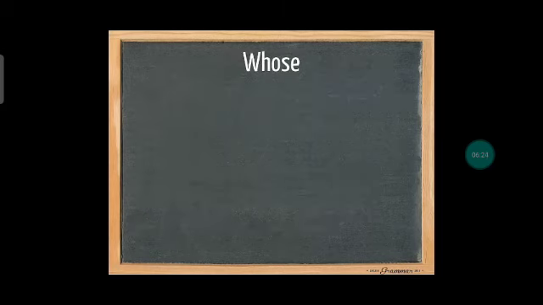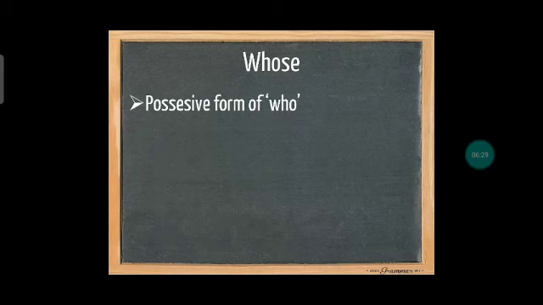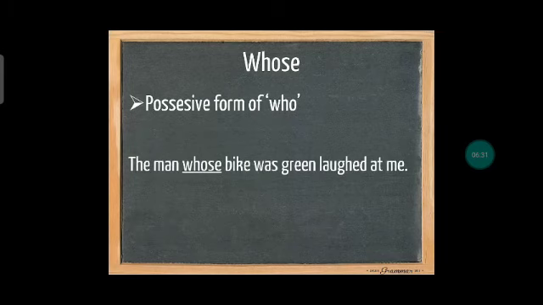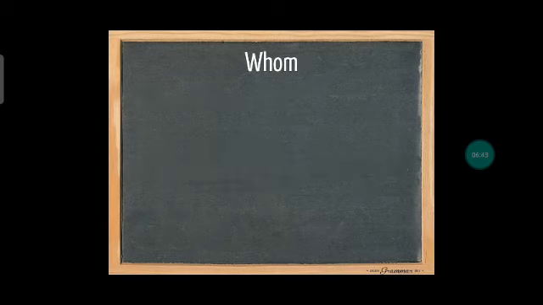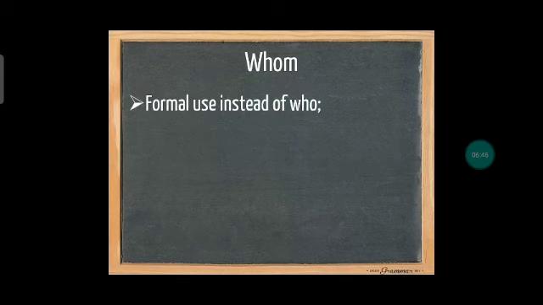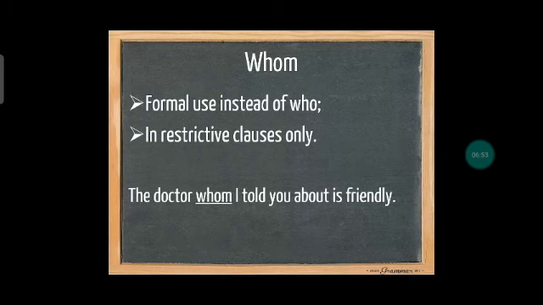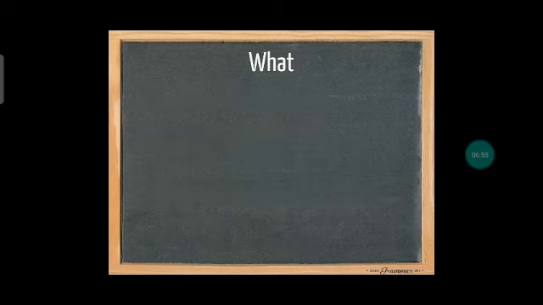Okay? Yes. Whose. Whose is the possessive form of who. The man whose bike was green laughed at me. The bike is owned by the man. So we say the man whose bike is green. Let's continue. The formal use instead of who is whom. Whom is the formal form instead of who in restrictive clauses only. The doctor whom I told you about is friendly, or the doctor who I told you about.